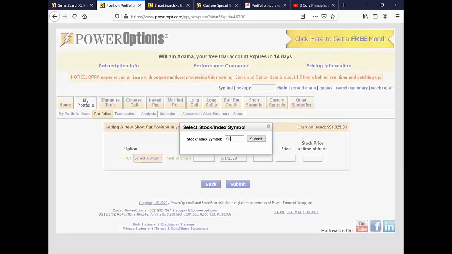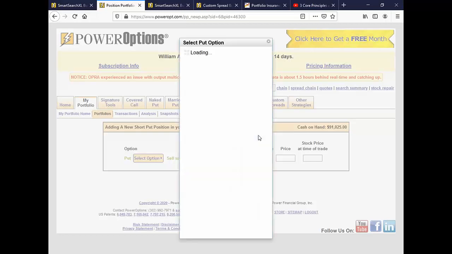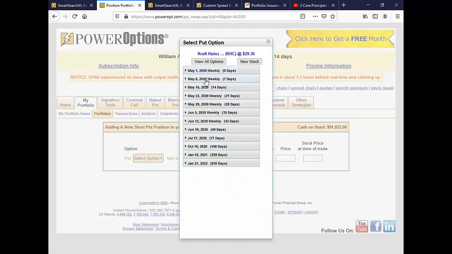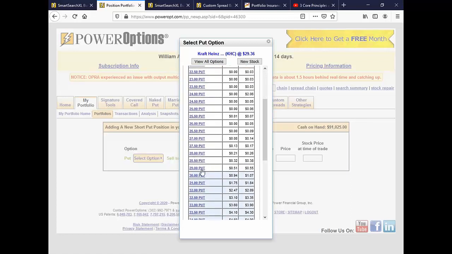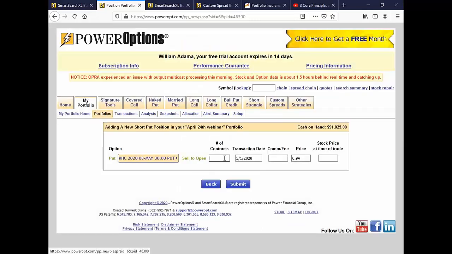So we're going to type in KHC, hit submit. Let's say that when the stock breached $30 and went as high as 30.65, 30.80 the other day, I decided to sell the 30 put because I was still bullish, the 8th of May 30 put. Let's just keep it at one contract, and let's say I got 65 cents.